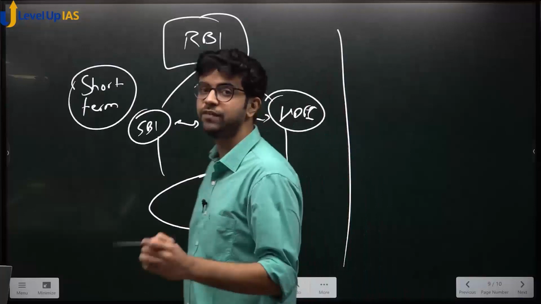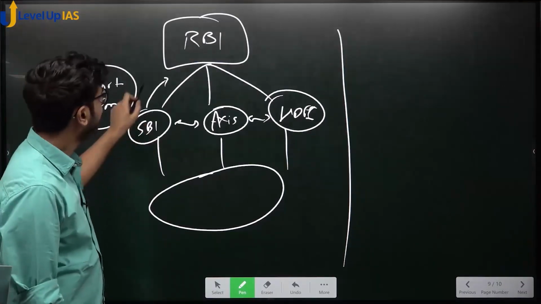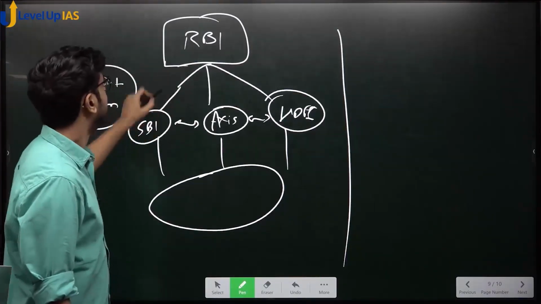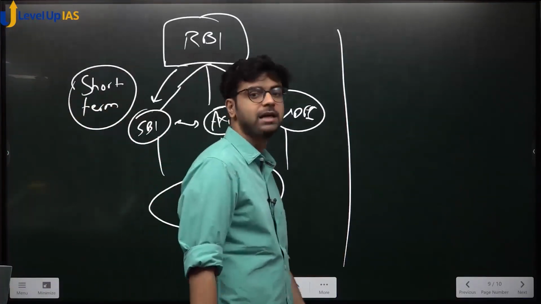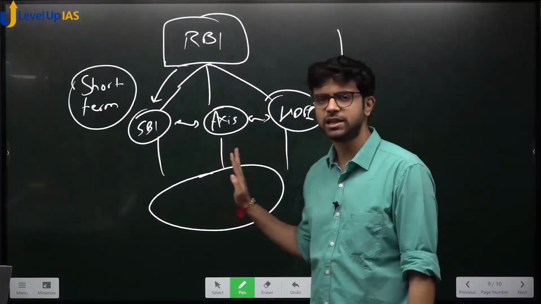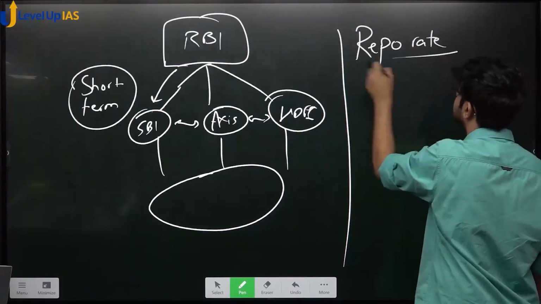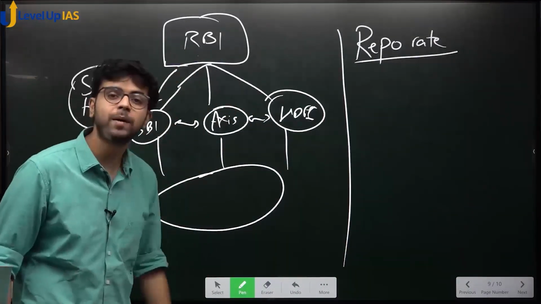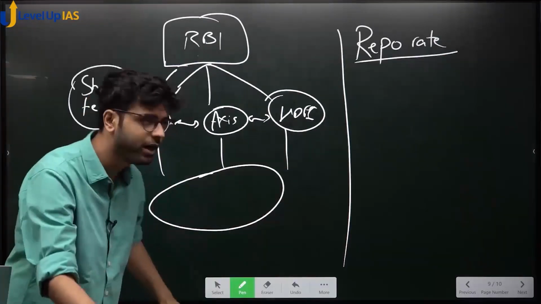Okay? So the rate at which SBI borrows money from RBI, so money is flowing from RBI to SBI, right? The rate at which RBI lends money to commercial banks, we discussed that RBI will charge interest, is known as repo rate. This is the rate at which RBI gives money to SBI. So who will pay repo rate? Who will pay interest, RBI or SBI? SBI will pay interest to RBI at repo rate. That rate is called repo rate.